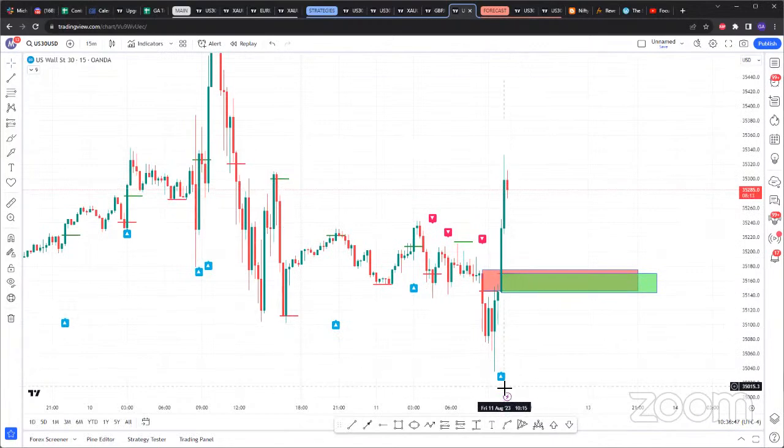But for now, I mean, this would have been a nice buy entry. But anyway, for now, let's just use it to enter trades manually.